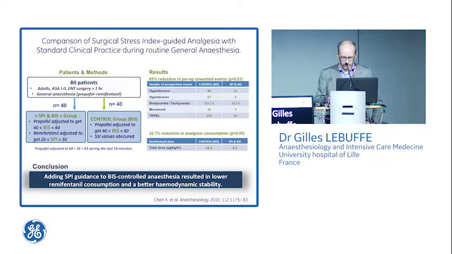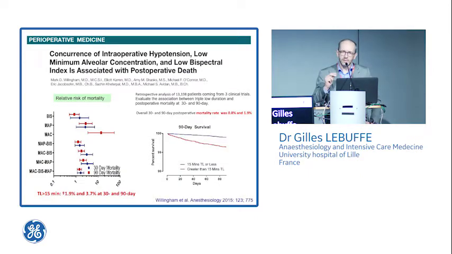risk of hemodynamic instability. Don't forget also that deep anesthesia is associated with bad prognosis of your patient. This is a triple low study associated intraoperative hypotension, low minimum alveolar concentration, and low bispectral index. And if your triple low is greater than 15 minutes, it's associated with an increased risk of mortality. So be careful with hypotension. You don't have to accept hypotension in your patient.